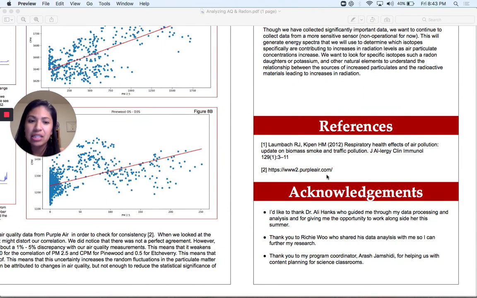So here are my references that I used. Purple Air is one of the big ones that I used.